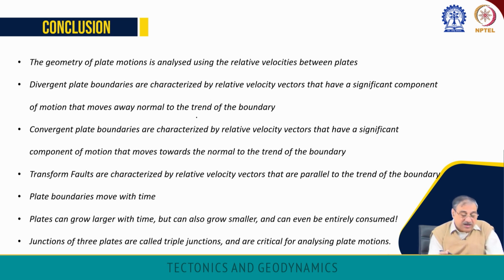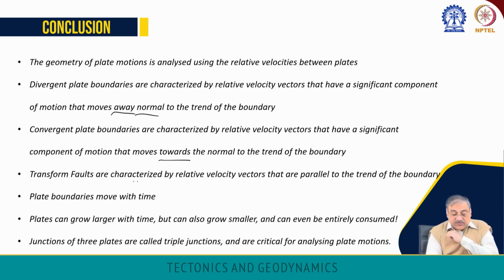Now, when depicting plate motions in 2D, divergent plate boundaries are characterized by relative velocity vectors, which must have a very significant component of their motion that moves away normal to the trace of the boundary. On the other hand, convergent boundaries would have relative velocity vectors that have a significant component of motion that moves normal to the plate boundary and moves towards it. So, the catchwords here are away and towards.